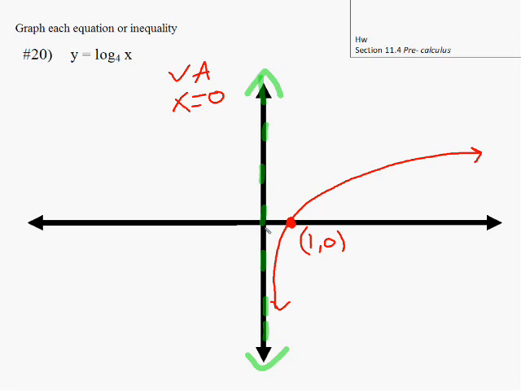Recall that the bigger your base is, the faster this goes to the right. So if the base was 10, it might come real close to the x-axis. If the base is 1/2, it might go real high before it starts going to the right.